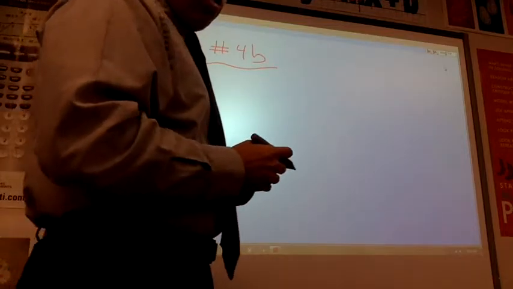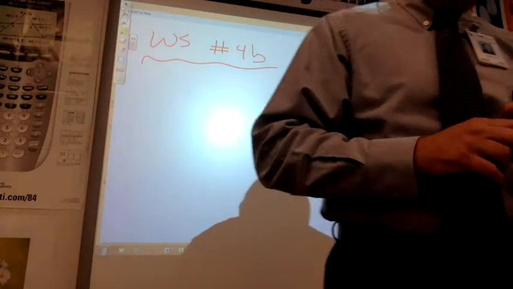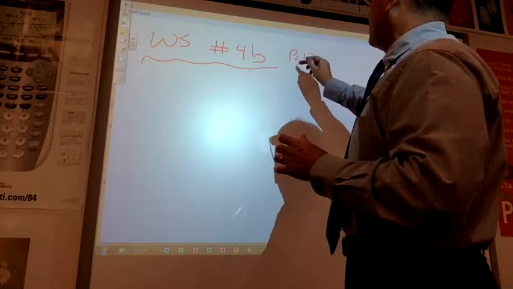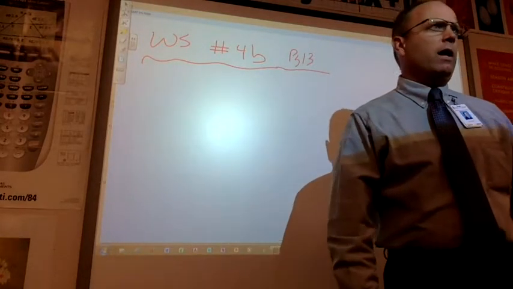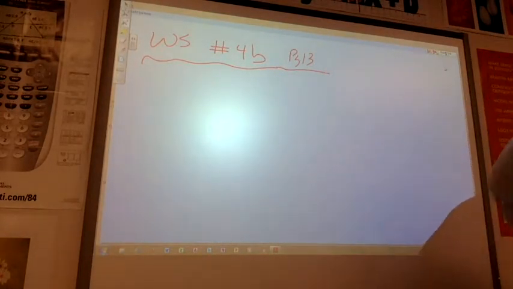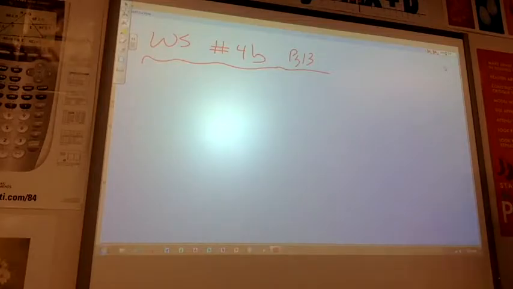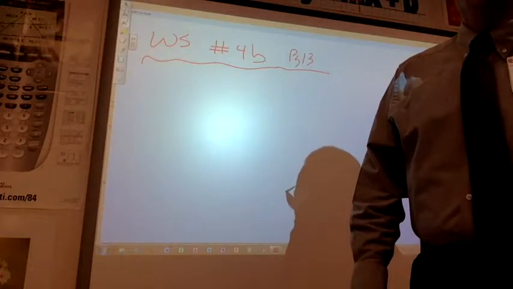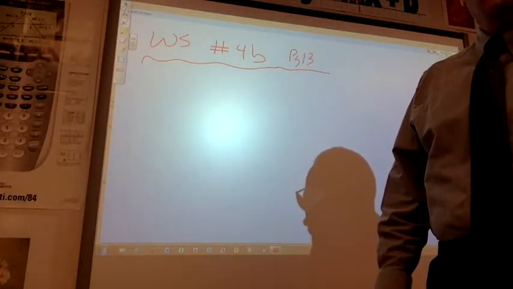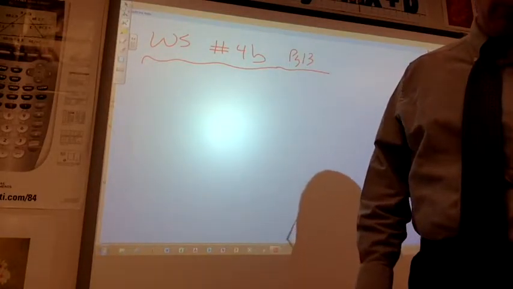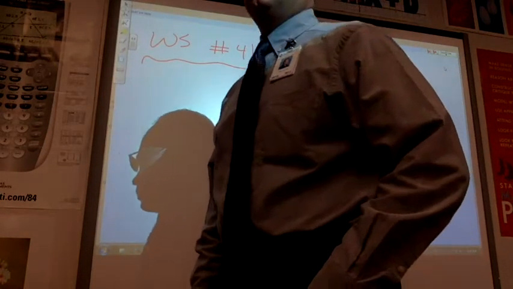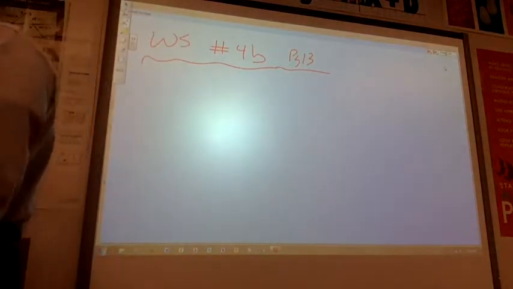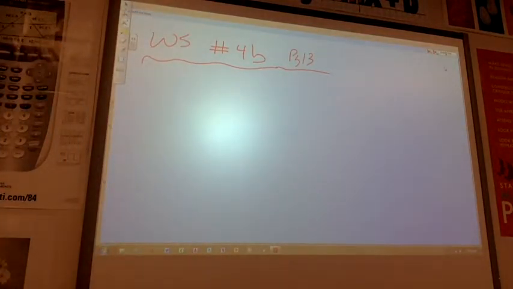All right, let's get our worksheet. Worksheet number 4B, page 13. You can keep it in your notebook for right now, but let's see if we can work through this. What I'd like you to do is, why don't we give you all the next 15 minutes to get 1 through 10 done. And then we'll go over it as a class. So we're making it classwork for right now. Is that okay?